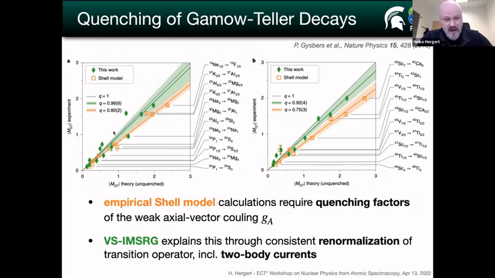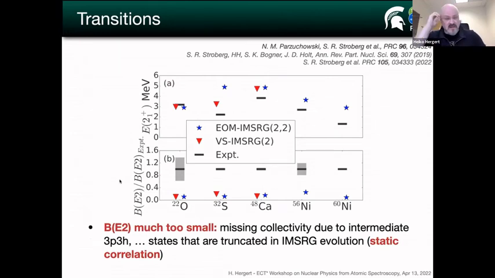There are still a few outliers that are probably related to the fact that these calculations were still done with a valence space IMSRG(2) truncation. So that has to be possibly revisited with a valence space IMSRG(3), and hopefully then one will be able to explain these discrepancies.